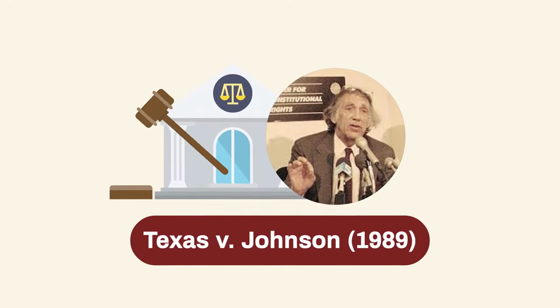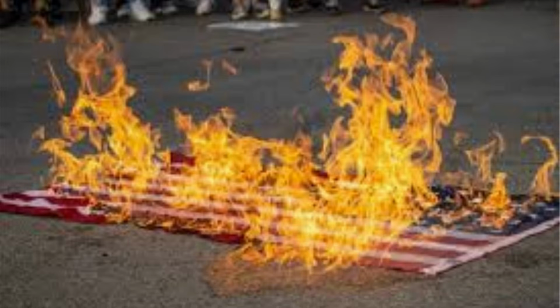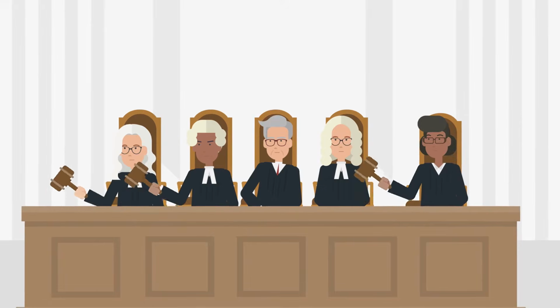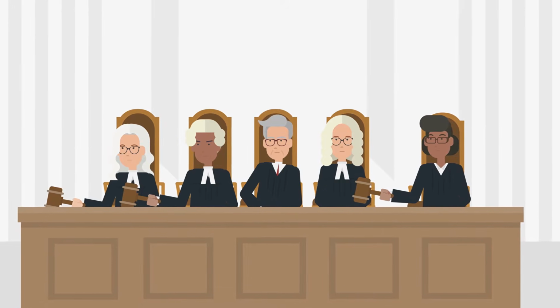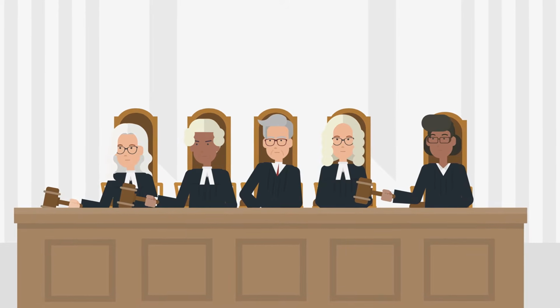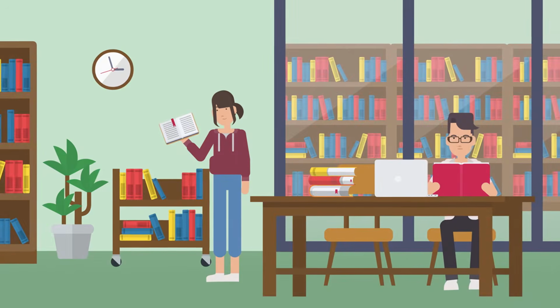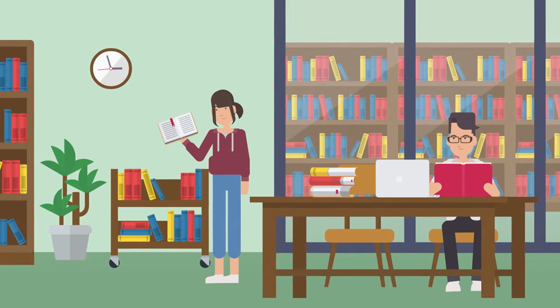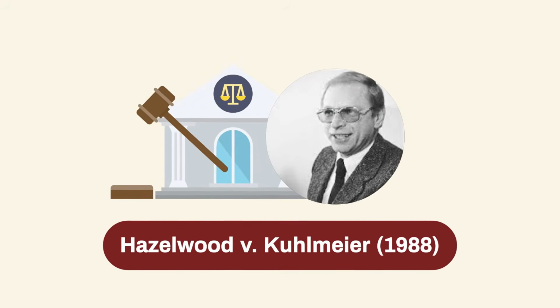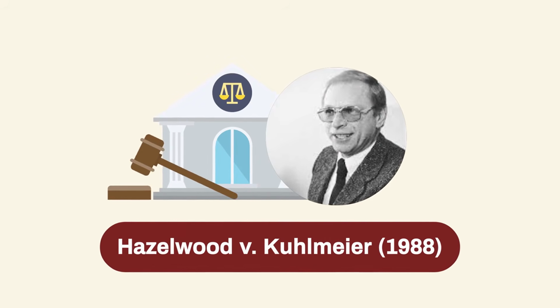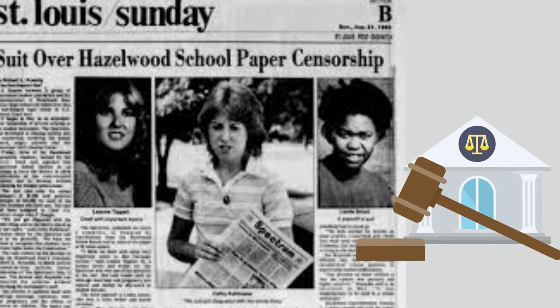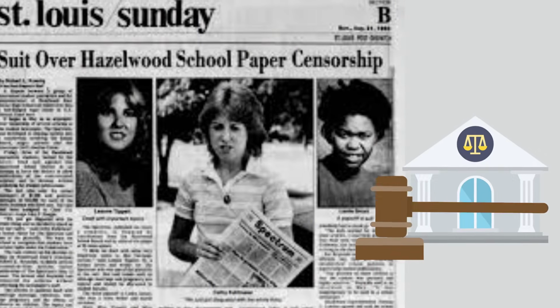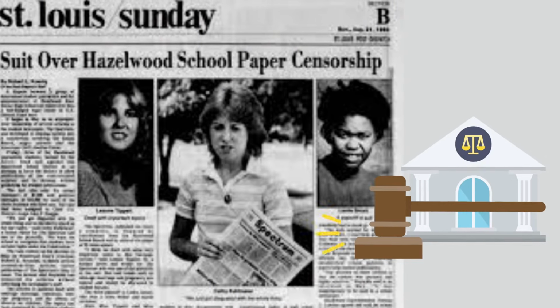Texas v. Johnson, 1989. Flag burning as protest. The court ruled that even offensive symbolic speech is protected by the First Amendment. Be ready to recognize symbolic speech questions on your test. Hazelwood v. Kuhlmeier, 1988. But student speech isn't always protected. The court ruled schools can censor student newspapers if it's related to educational goals.